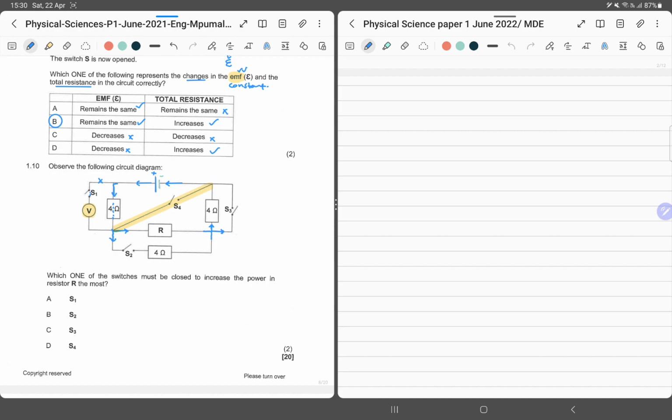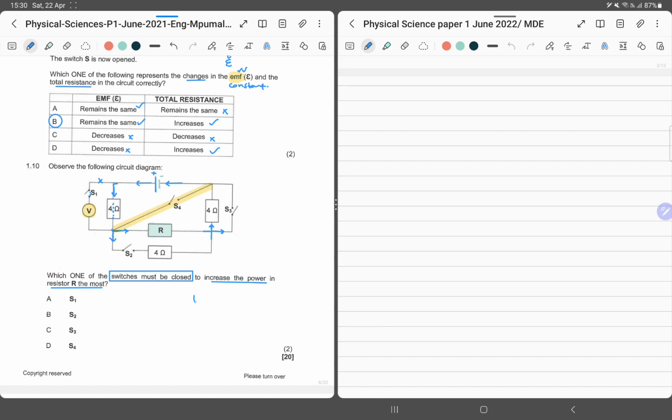So the question says now, which one of the following switches must be closed to increase the power in resistor R the most? So what is our reference resistance here? It is resistor R. We want to increase the power in there.